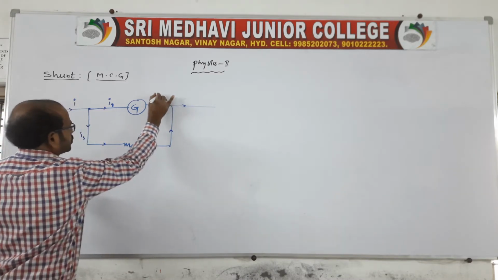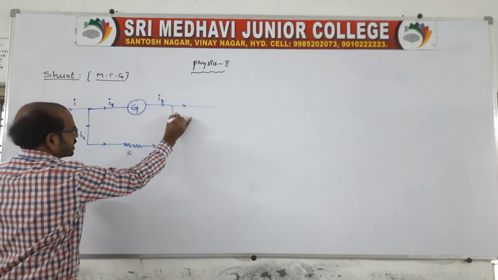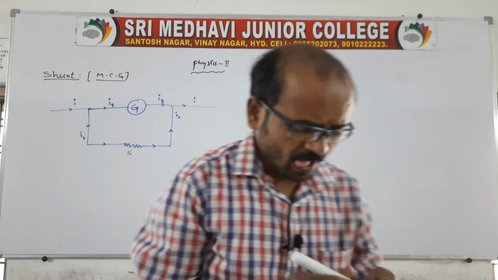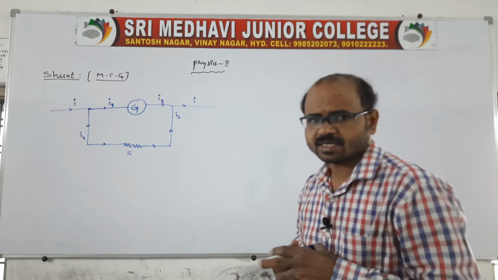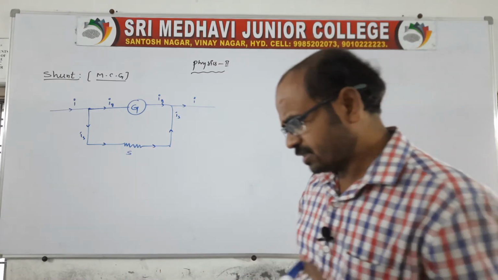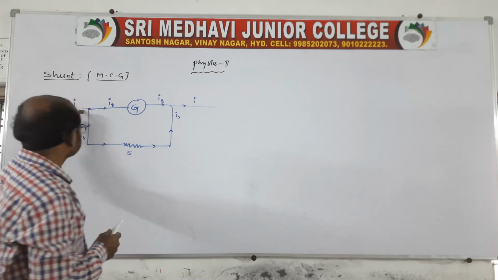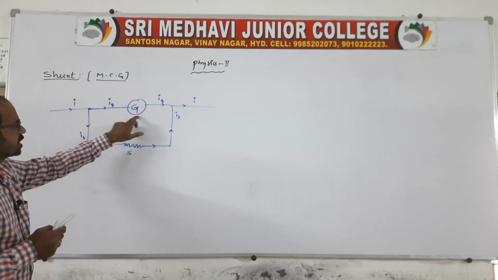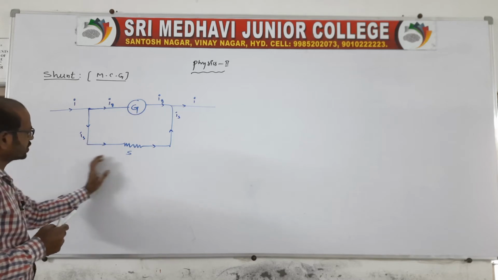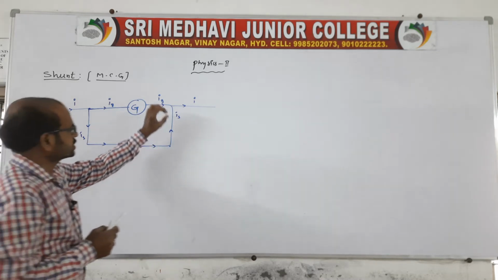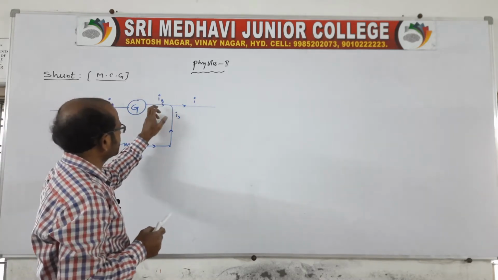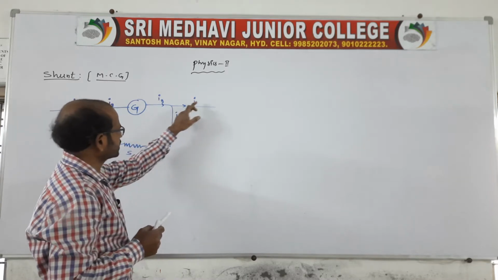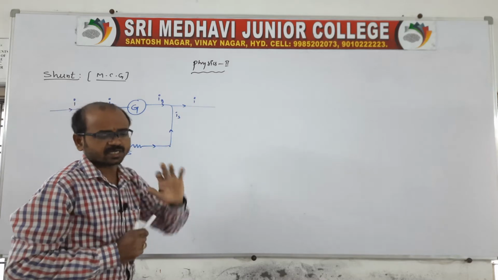Then again the total current will be like this. When a high current enters at this junction, it is divided into two branches: one is Ig through the galvanometer, and the other is Is through the shunt resistance. Again, Ig and Is mix at this junction, and it comes out with the same current I.